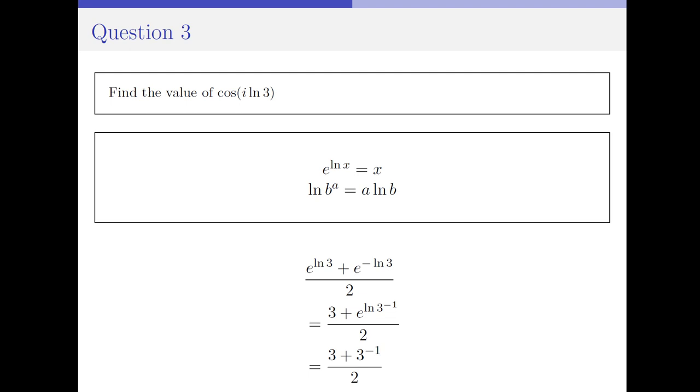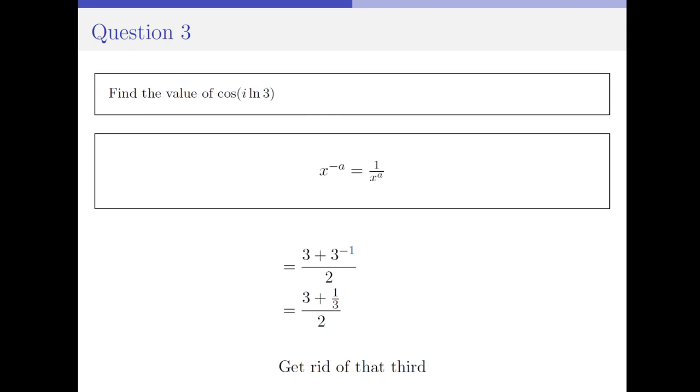Okay, so what do we do now? Because this looks a wee bit not great. On the next slide, we've got another rule, a rule of indices. x raised to a minus power is equal to 1 over x raised to that power. So 3 to the power of minus 1 is equal to 1 over 3 to the power of 1, or just 1 over 3. Anything raised to the power of 1 is just itself. So we've got 3 plus 1/3, all over 2.